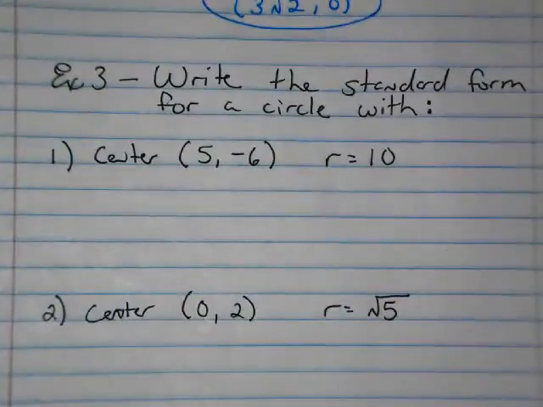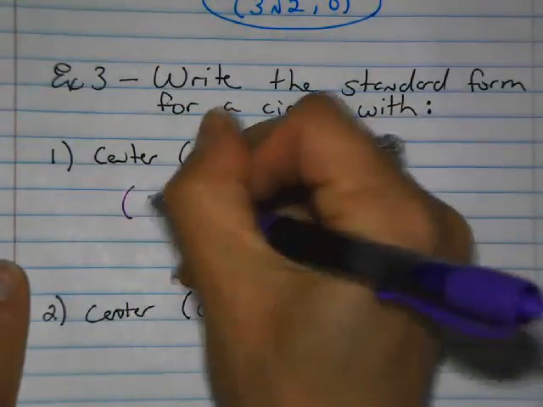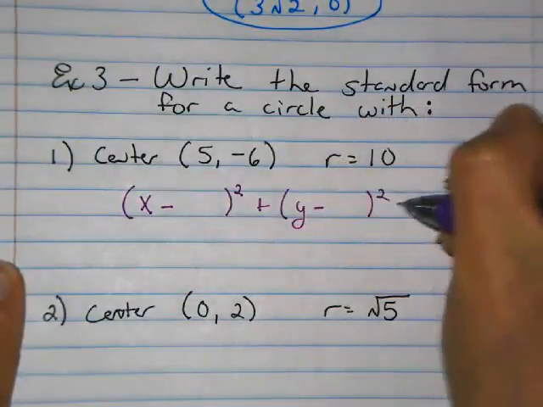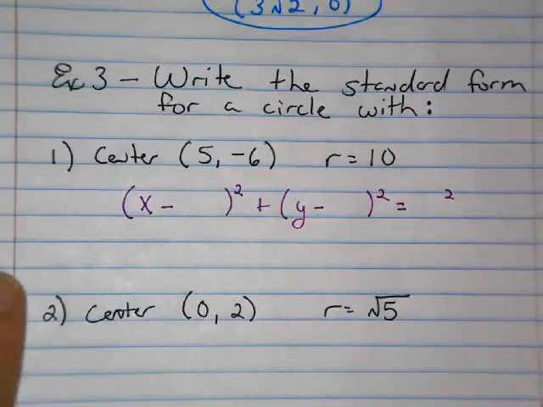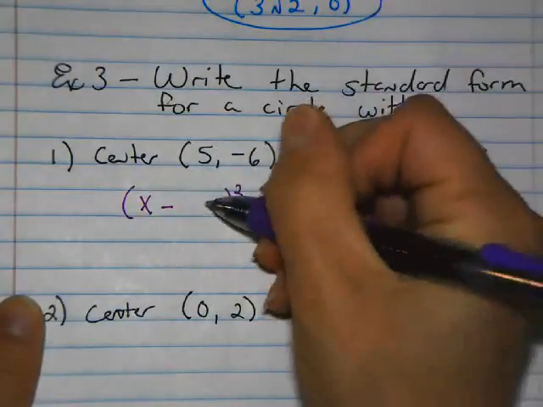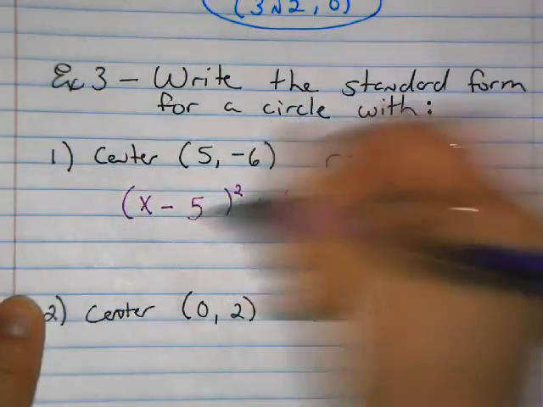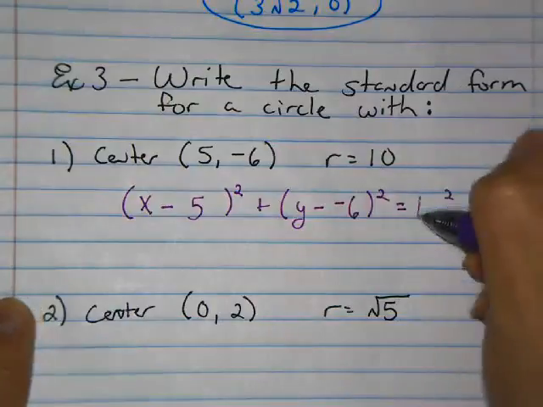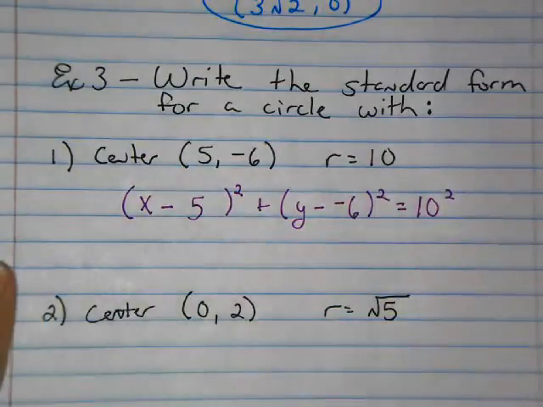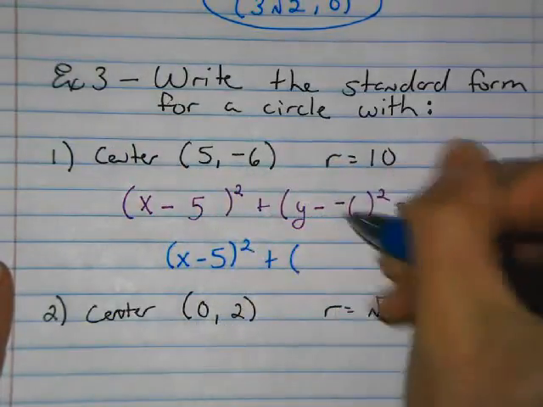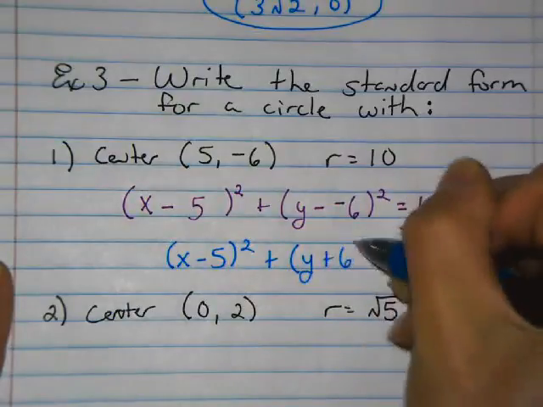Alright, let's think about our general form of our circle. It's x minus something squared plus y minus something squared equals r squared. Let's pull everything in. What's your x value? 5. What's your y value? Negative 6. And what's your radius? 10. So now all I need to do is clean this up if I need to. So the first parenthesis looks good, x minus 5 squared. y minus a negative 6 becomes y plus 6 squared. 10 squared is 100.